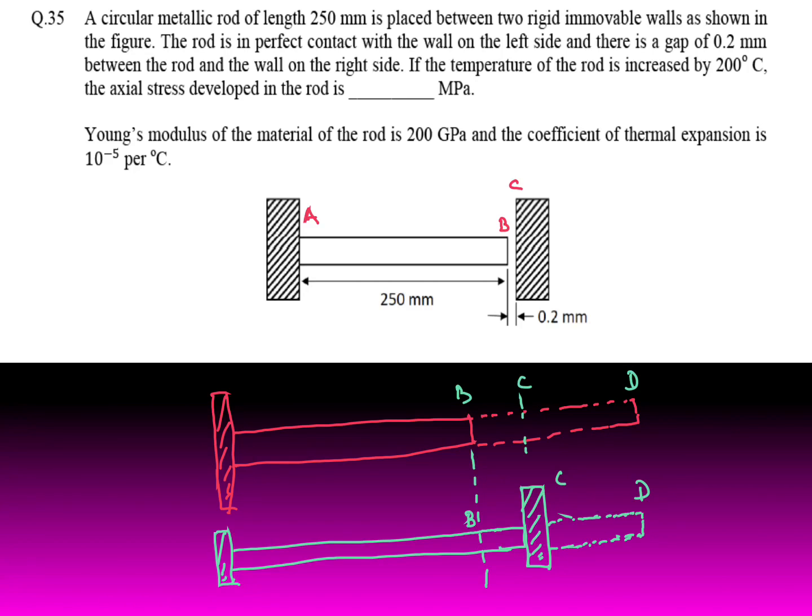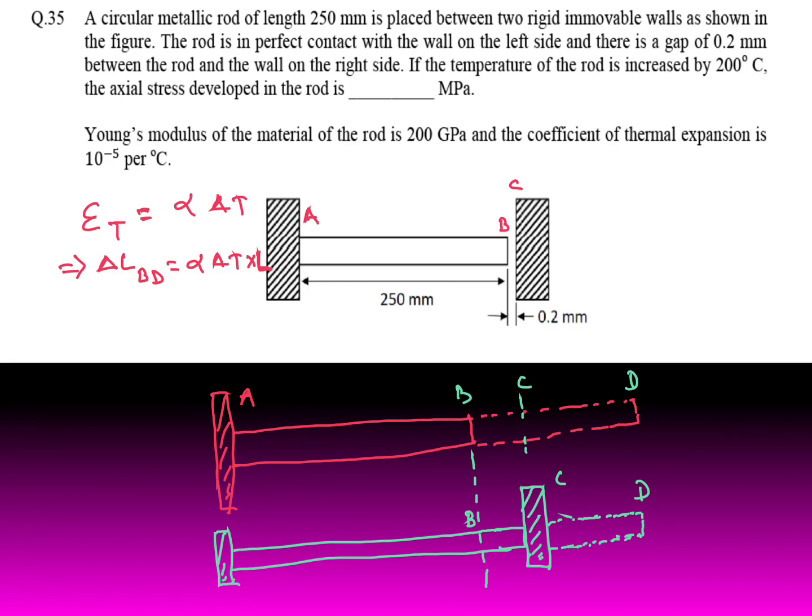We know thermal strain is alpha into delta T. Alpha is the coefficient of thermal expansion and delta T is your increase in temperature. So here we will get delta L, this is B to D. B to D it's alpha delta T into total length. Total length is A to D, A to B, the initial length we have to consider. L is 250 mm.